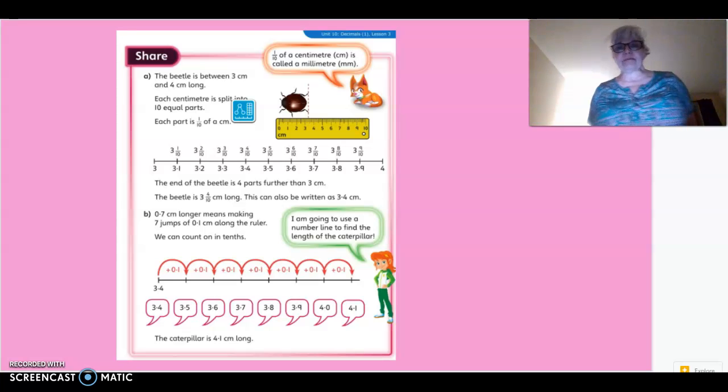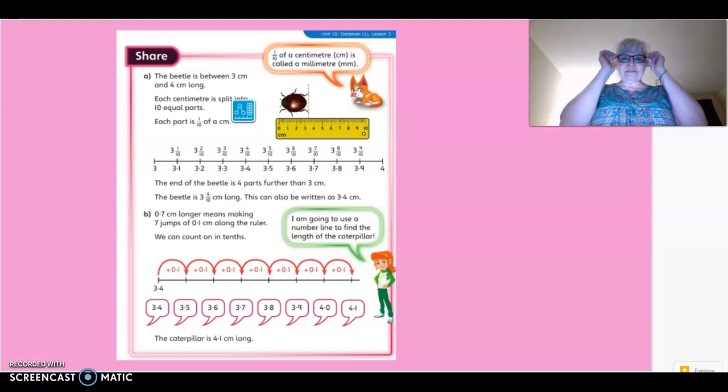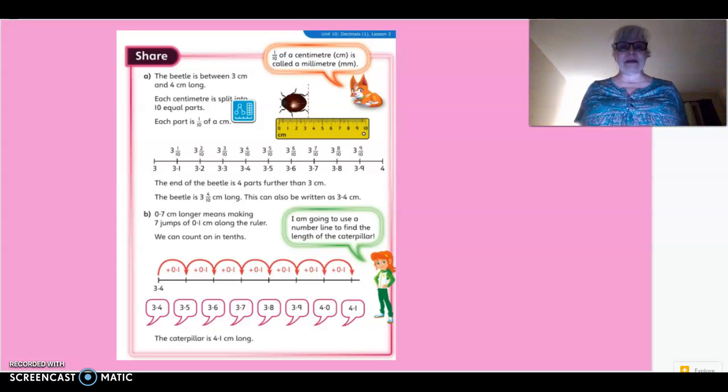All right, so we'll talk about the share. We're going to share together what the answer is. So the fox says 1/10 of a centimeter, represented by cm, is called a millimeter, represented by mm. All right, and also, I just told you a few minutes ago that there are 10 millimeters in a centimeter, so it makes sense that 1/10 of a centimeter is a millimeter. All right, so the beetle is between 3 centimeters and 4 centimeters long, and each centimeter is split into 10 equal parts, as we've just said. Each part is 1/10 of a centimeter.